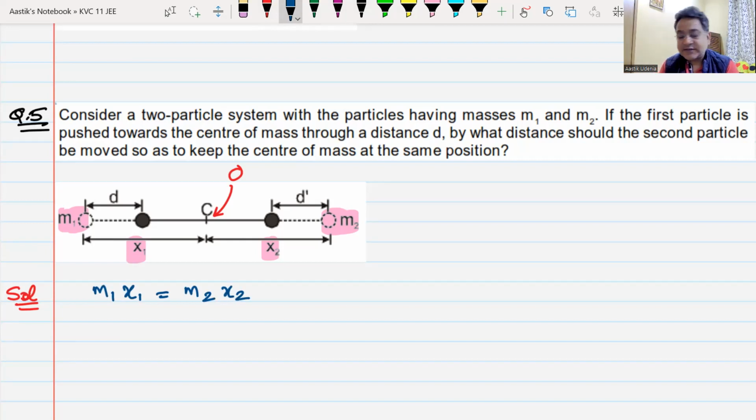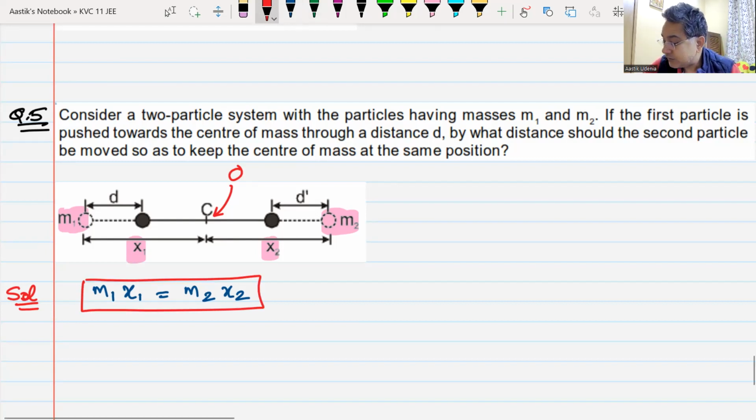Do we understand how I've written this? It's very easy to do it in this way, taking the coordinate system at your actual center of mass, because the center of mass remains the same. So if I call x1 negative, minus m1 into x1 plus m2 into x2, divided by m1 plus m2, will be 0. Effectively, what it means is m1 into x1 is equal to m2 into x2. Do we understand this? Yes or no?